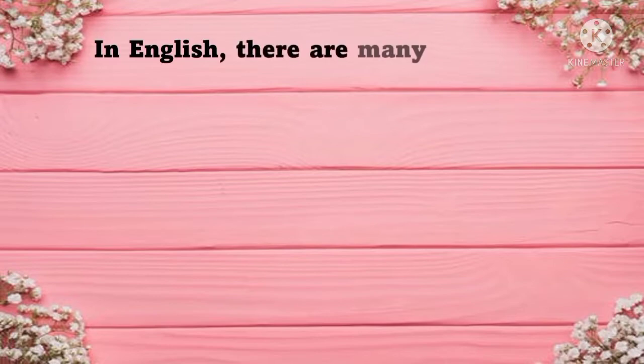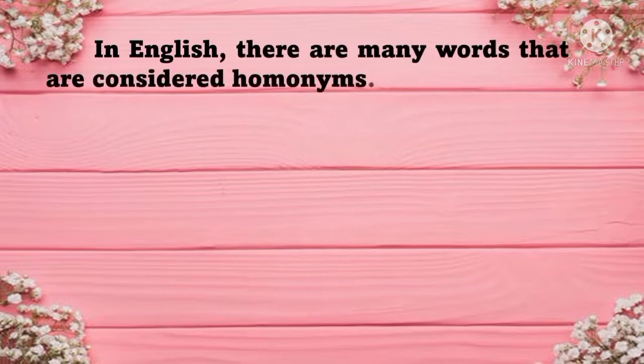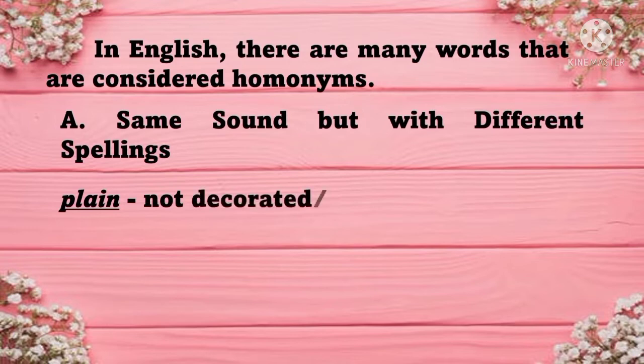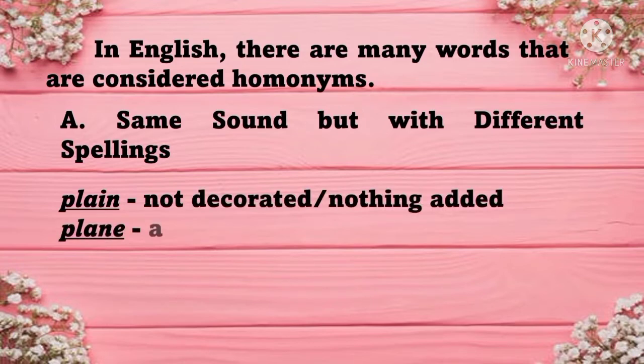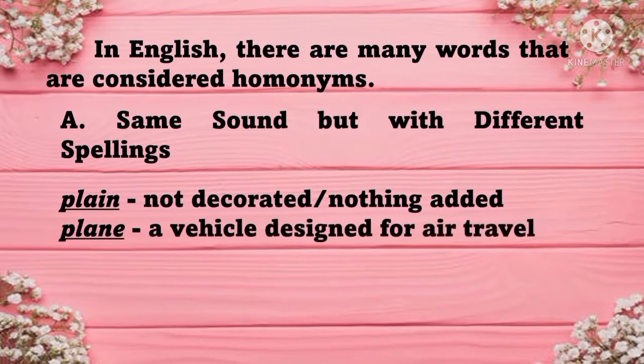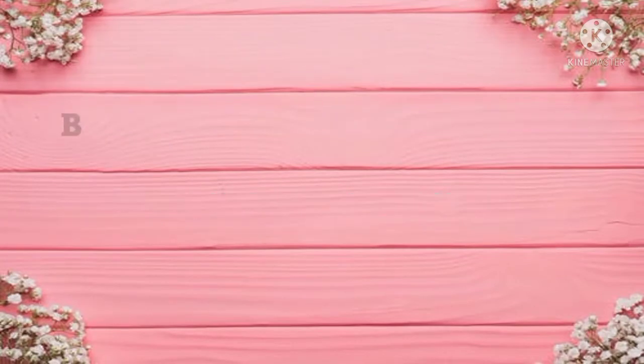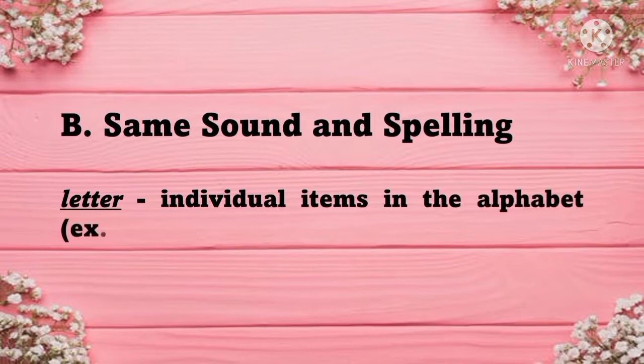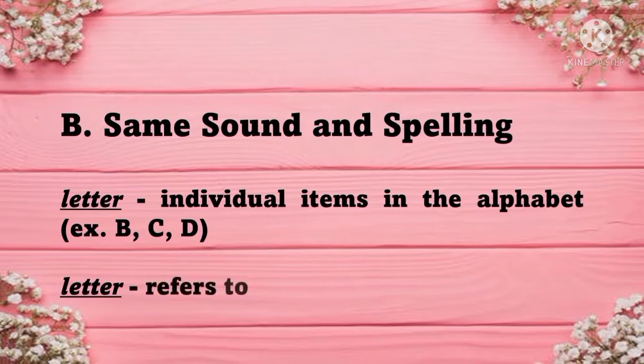In English, there are many words that are considered homonyms. Letter A. Same sound but with different spellings. Example, plain, meaning not decorated or nothing added. Plane, a vehicle designed for air travel. There are also same sound and spelling. Example, letter, individual items in the alphabet, like B, C, D. But the other letter refers to a message.